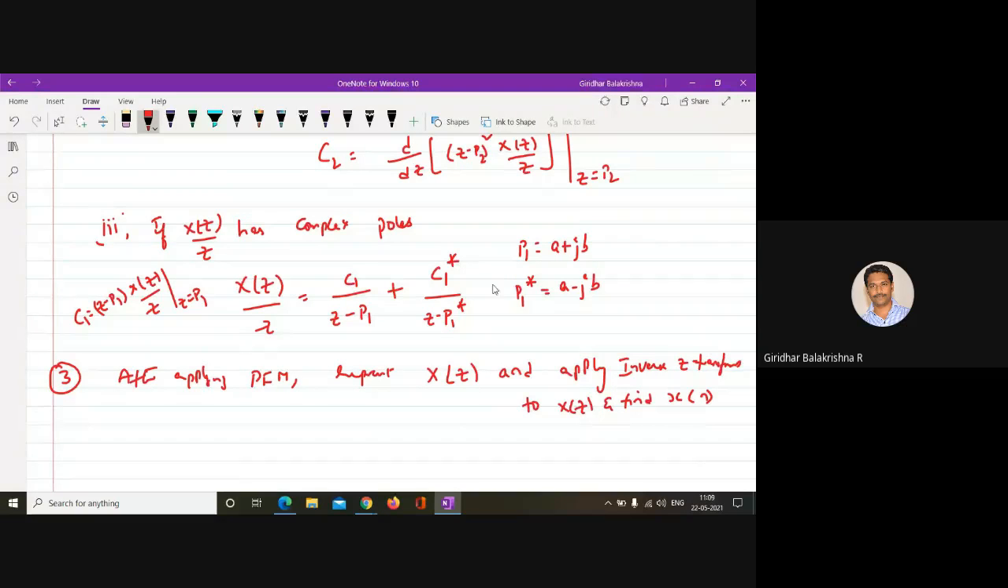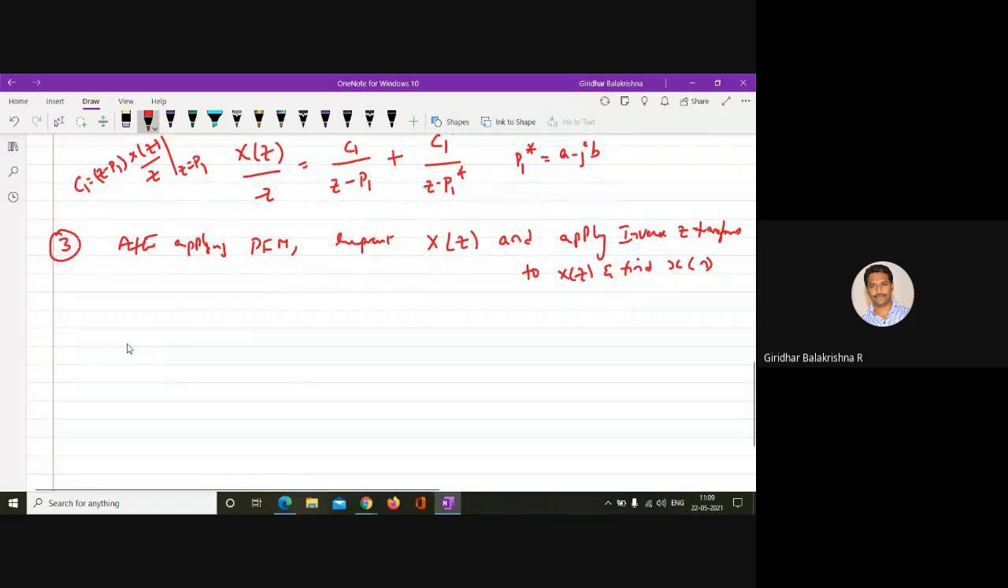So shift this to the right side and apply inverse z transform to X(z) to find x(n). Okay, these are the steps you need to follow. Next, note down some important formulas of inverse Z transform.